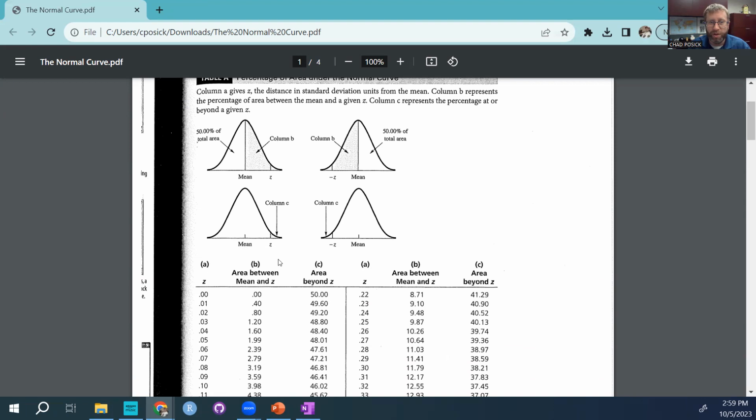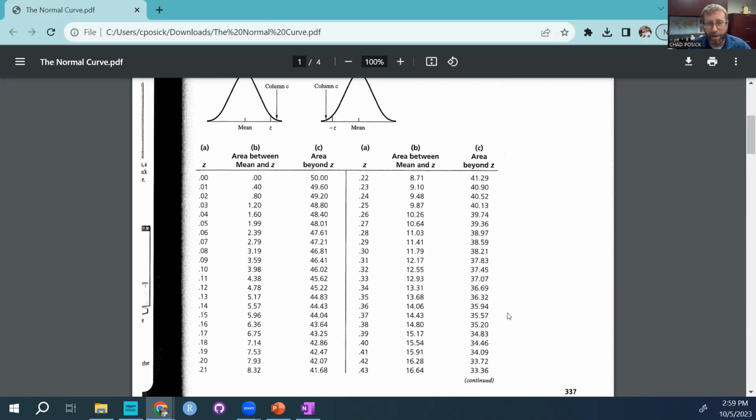And we can see what is the area beyond that z-score. In other words, what percent of cases scored higher on whatever it is that you're looking at in your sample. So you have A, the z-score, B, area between mean and z, C, this column here, area beyond z, those who have a higher score on whatever it is that you're looking at.